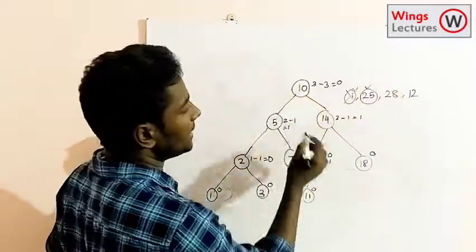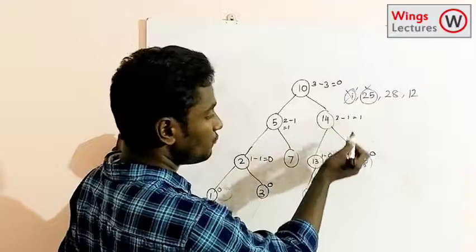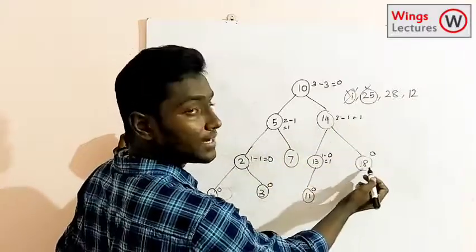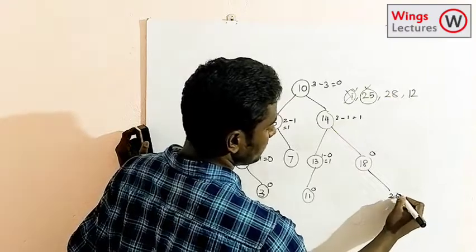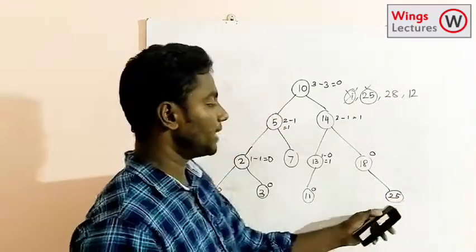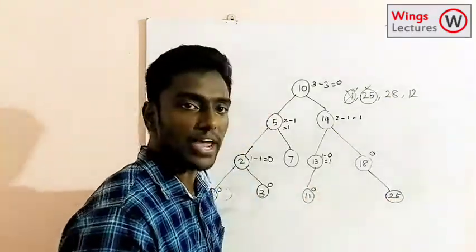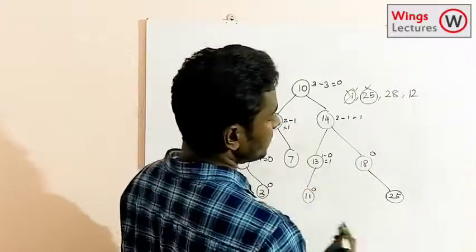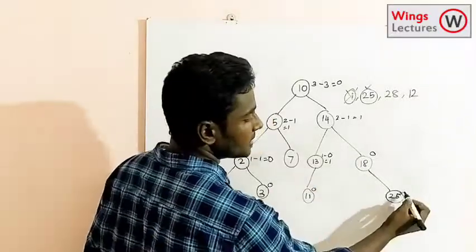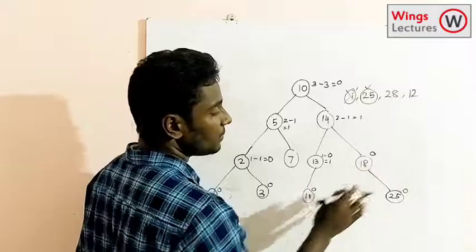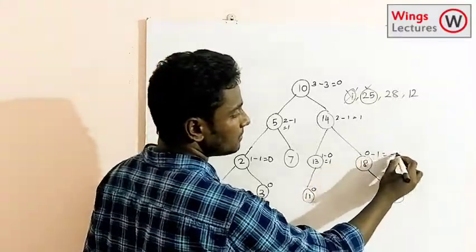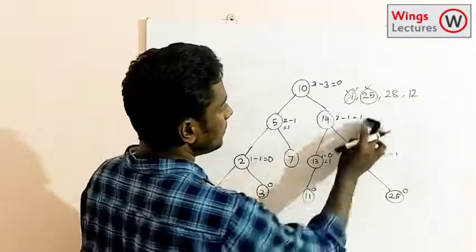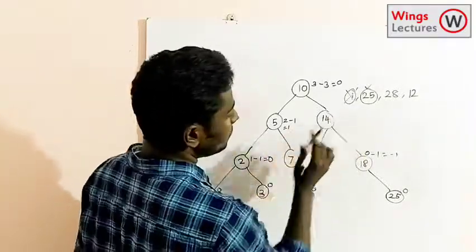25 is greater than 10, greater than 14, and greater than 18 also. So 25 will be placed at the right subtree of 18. Now check the balance factor. Balance factor of 25 is 0. Balance factor of 18 now becomes 0 minus 1, minus 1, that's okay. Now the balance factor of 14.